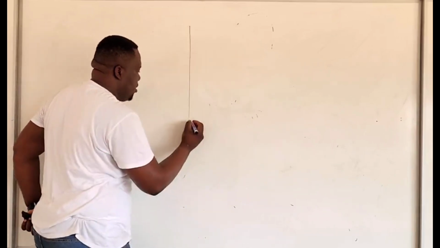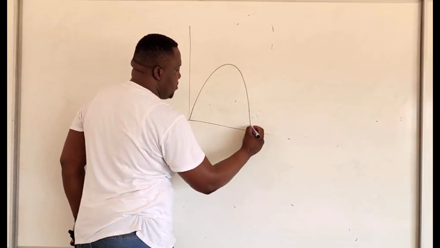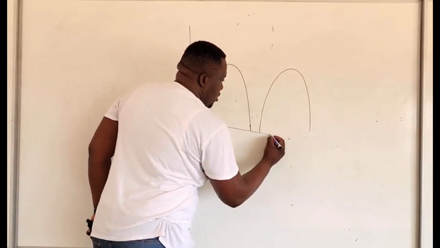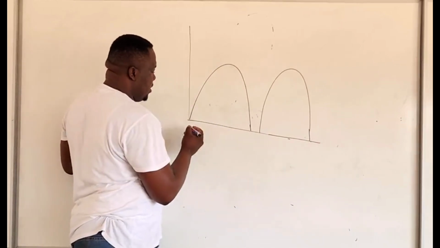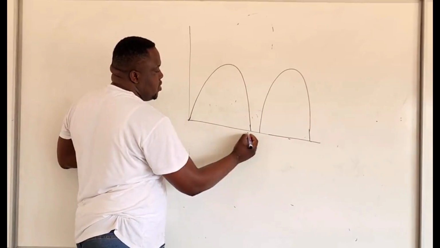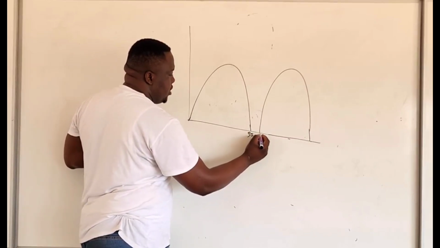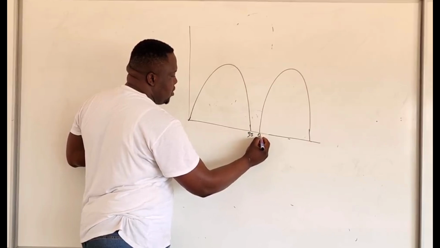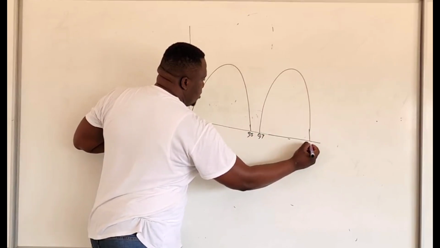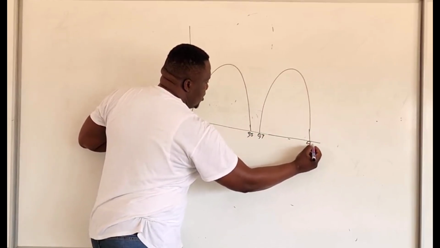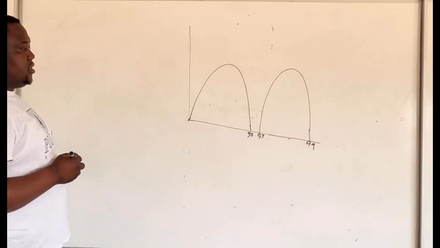Sometimes you will be given a position time graph, though I haven't started to teach the position time graph. I just want to make you understand this. They say this is obviously time 0, then this is 0,5, this is 0,7, then this is 0,9. Understand, right?